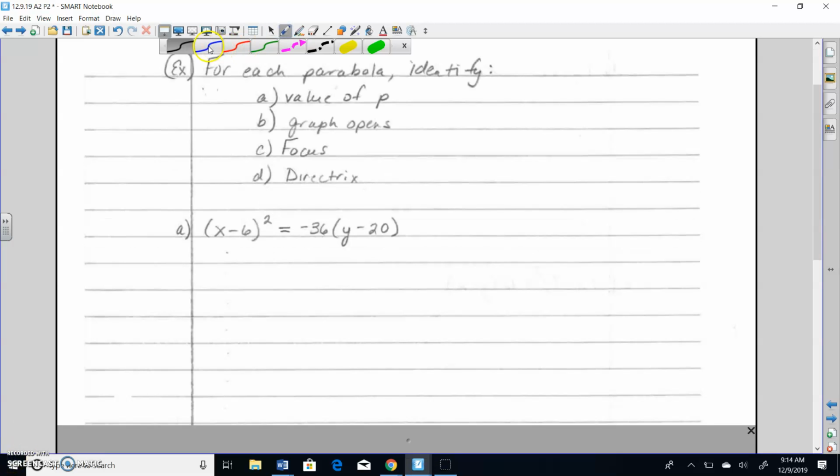All right, so for this equation, there's a couple things. First of all, I'm still going to identify my vertex because that's where H and K come from. So over here, I'm just going to write, okay, my vertex is the point, the x coordinate first, so it'd be 6, and y coordinate 20. So there's my h. This is h. And this is k.